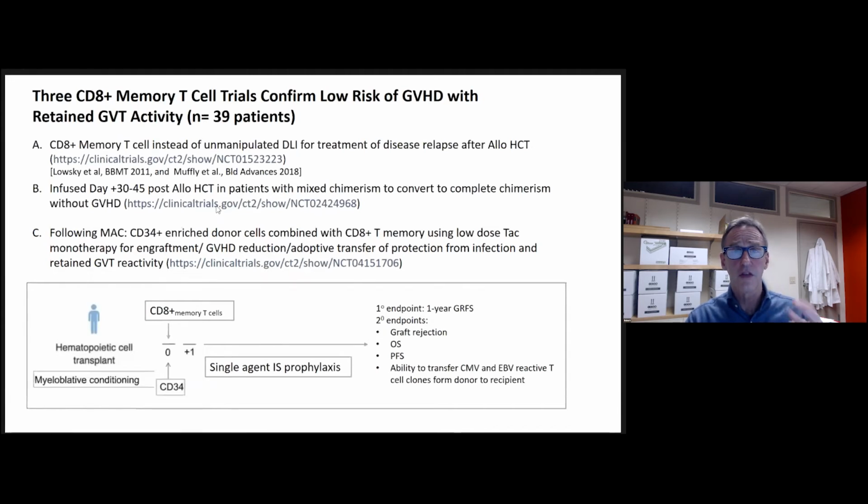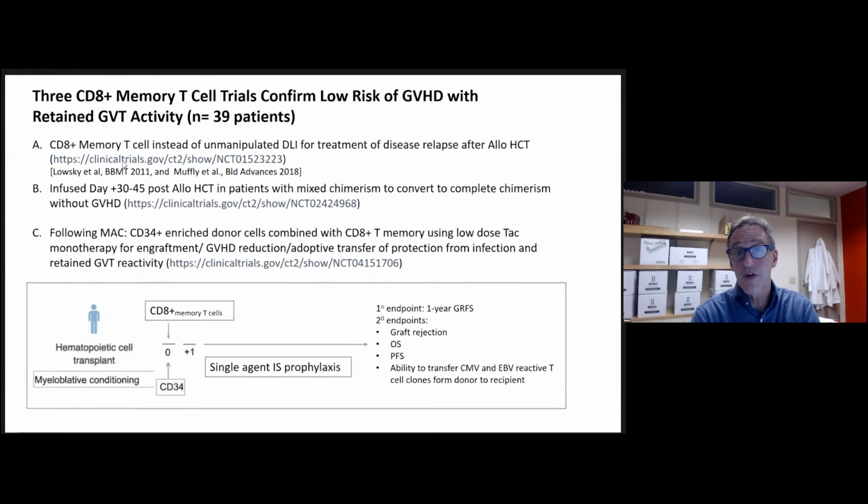Over the years, we've had three clinical trials, three themes of clinical trials using CD8 memory T cells for a total of 39 patients. In the first generation of the trial, it was only for patients who relapsed after an allo transplant, HLA matched and a sibling donor. And instead of treating with a DLI, an unmanipulated DLI, we treated with CD8 memory. The numbers of cells were between 5 to 10 million per kilo. So about 1 × 10⁷ or just under 1 × 10⁷ per kilo.